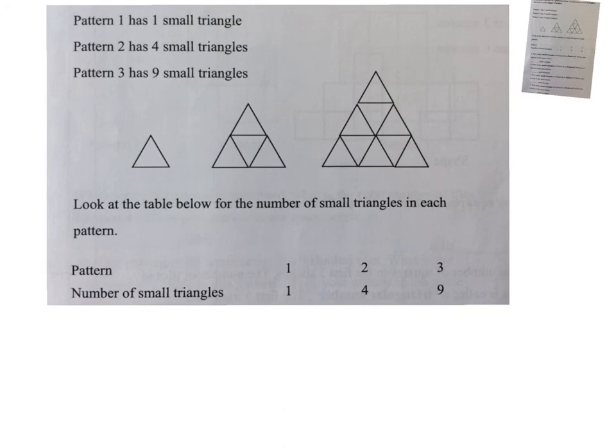Pattern 1 has 1 triangle, pattern 2 has 4, and pattern 3 has 9. Let's work out the sequence then. So we're going to work out how many are in 4, 5, 6, 7. If we want, we can keep going. Pattern 8. So there are two ways to do this. So what have we done to get from 1 to 4? We've added on 3. Then we've added on 5. So it looks like we're going up in odd numbers. If I want, I can go and I can add on 7. So 9 plus 7 would bring me up to 16. Then I could add on 9, which would bring me up to 25.